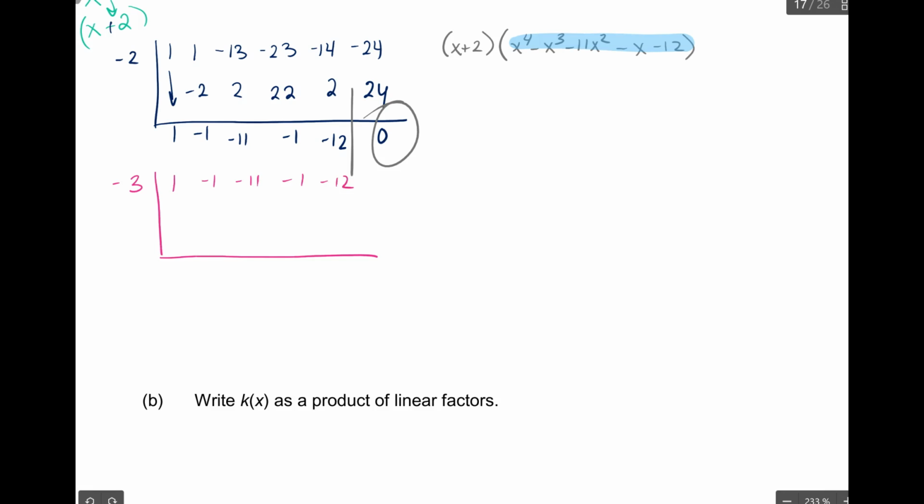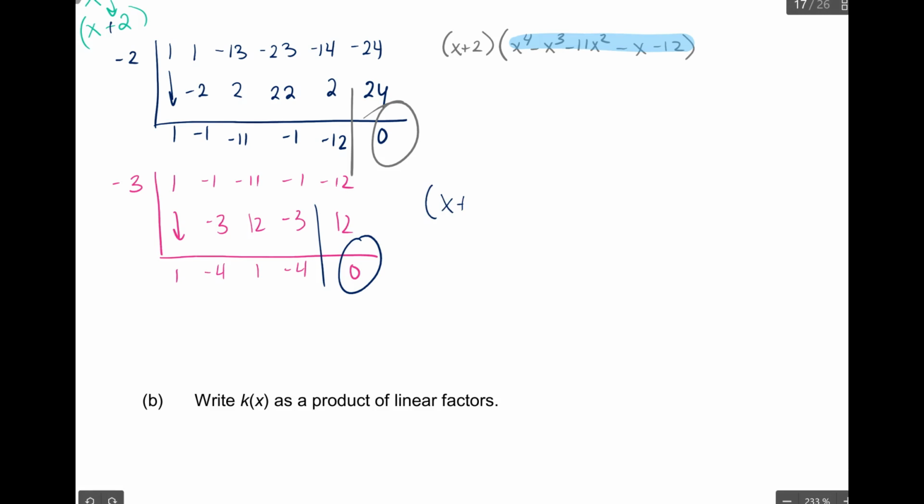Hey, check it out. It's nice. I just copied down those coefficients. So 1, multiply, combine, multiply, combine, multiply, combine, multiply. Okay, guess what? This one works. Solid. Alright, so that's another one of my factors.